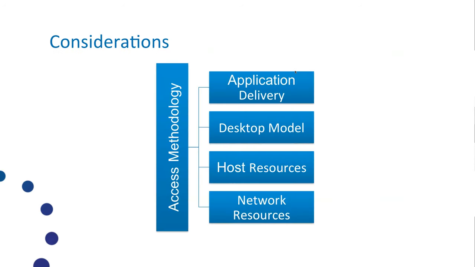So what are the considerations? We've broken this out into 5 sections, and we're going to walk through each one as we go along. Application delivery; the desktop model and choosing the right model; host resources, some thoughts about planning and understanding what types of resources you need at the hypervisor and physical infrastructure layer; network resources, how projects like VDI impact network resources. It's a big topic, a lot of things to talk about there.